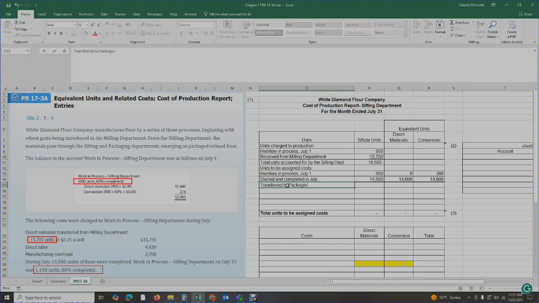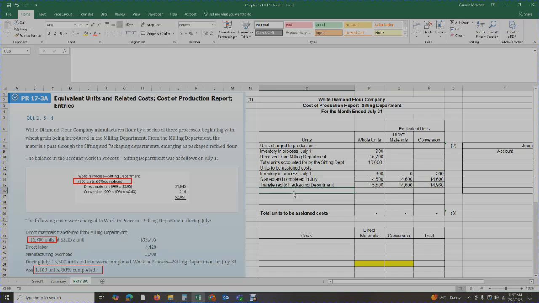Remember, we're not done yet. We're barely in the second step or second process. We still need to do our thing and then transfer all of the information over to the third department, which is the packaging department. So for the transfer to the packaging department, we're going to add our beginning inventory plus what we started and completed in the month of July. That gives me 15,500.